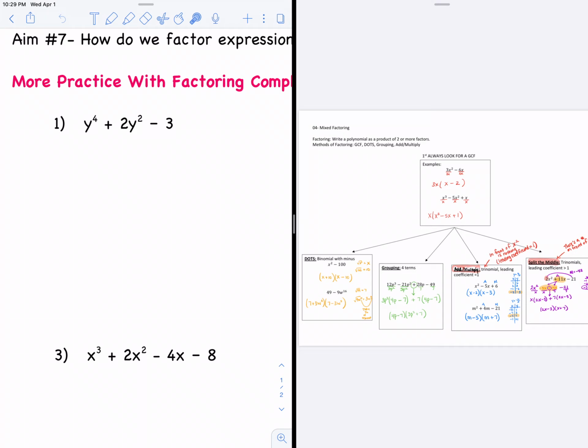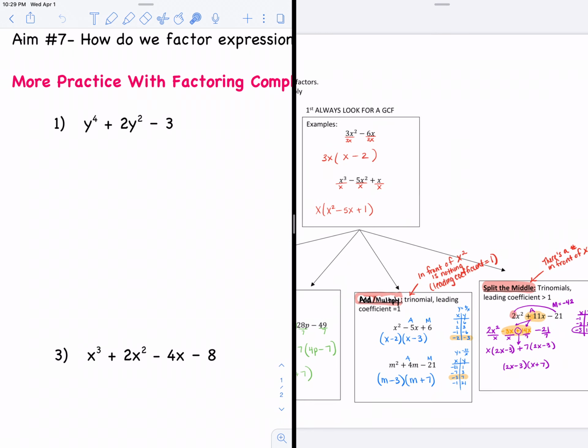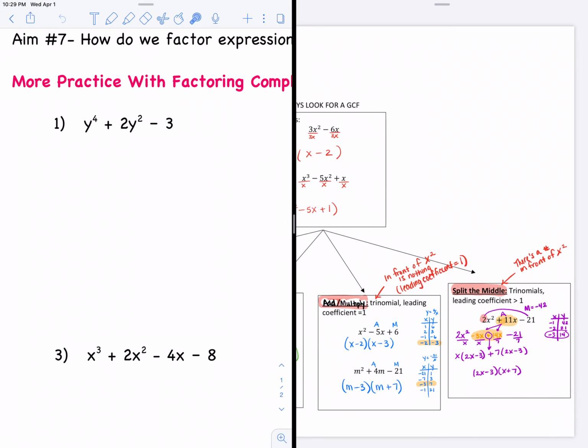and then distinguish with the four different types of factoring after that. So difference of squares is going to be a binomial with a minus sign with two perfect squares. The grouping, which you're not really going to see as often, is going to be with the four terms. Then differentiating between the last two, whether you're going to use add multiply, which by the way, I changed the title of that because I had it called something else that didn't make sense because I didn't call it that this year. So add multiply versus split the middle, you have to look in front of the x squared.